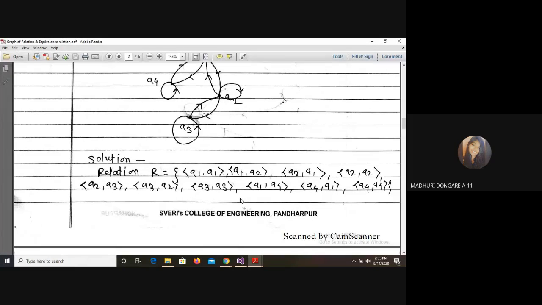It is reflexive. Yes, it is reflexive. Correct. Next one. Check for symmetry. Yes, symmetric. Yes, correct. Now next one is check for transitive. Yes, transitive. Yes. So any other property?